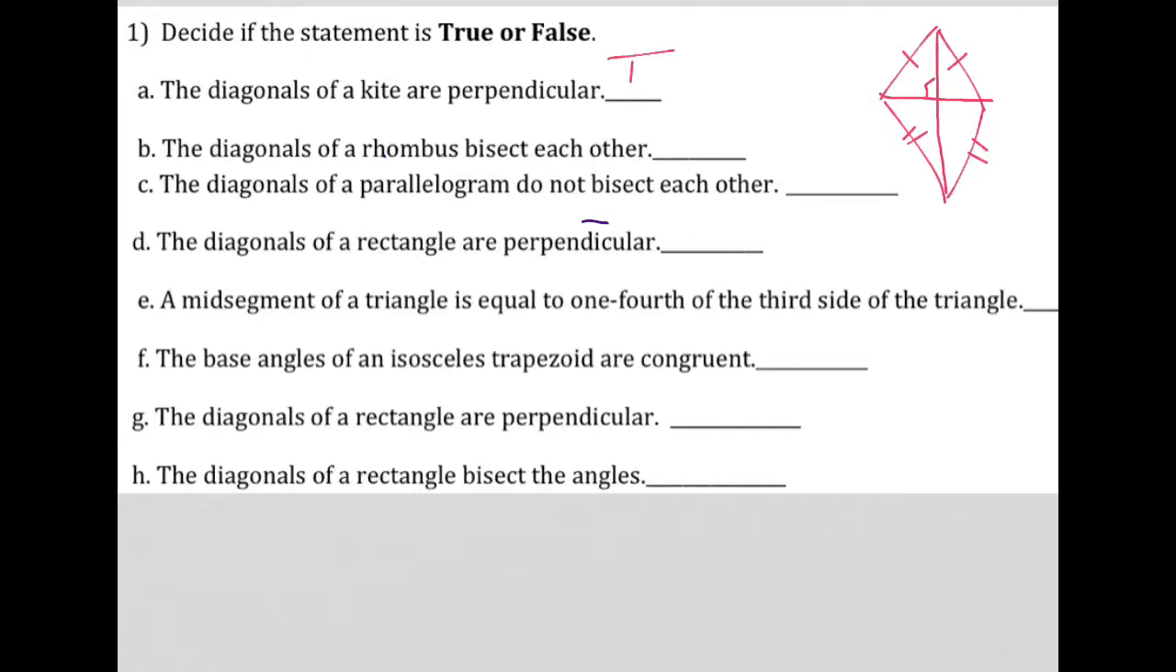B, the diagonals of a rhombus bisect each other. Remember what a rhombus is? A rhombus is a square that got hit by a bus. So all the sides of a rhombus are congruent, and the diagonals do indeed bisect each other on a rhombus. But wait, that's not true. Or rather, we should say it's not always true.